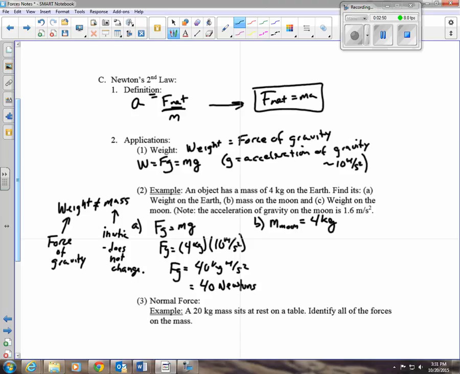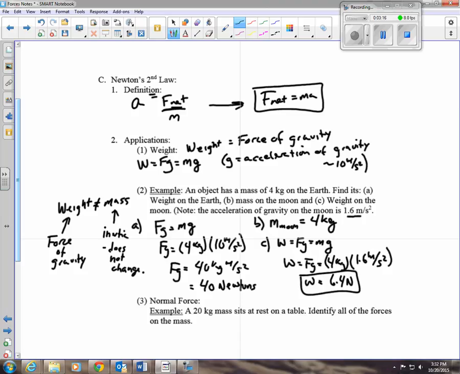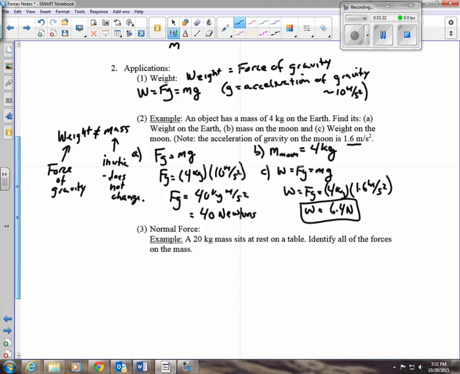And then for part C, I want to find the weight or the force of gravity on the moon. We use the same equation, but now the acceleration of gravity is going to be 1.6. So the weight, or the force of gravity on the moon, is going to be 4 kilograms times 1.6 meters per second squared, and I'm going to get 6.4 newtons for the weight. So the mass is the same on the moon, but since gravity is weaker on the moon, the force of gravity is going to be less.